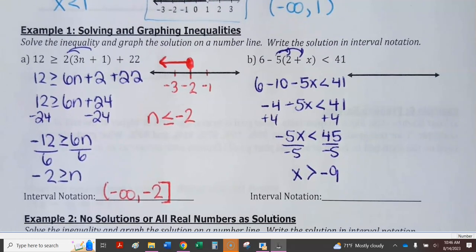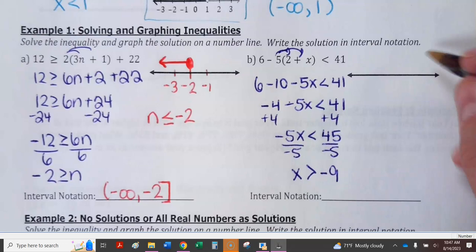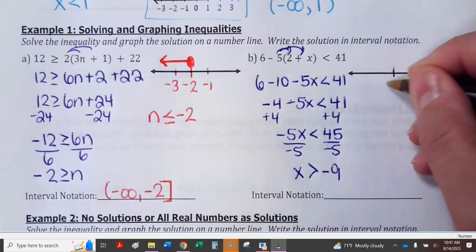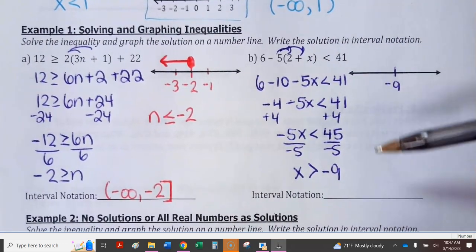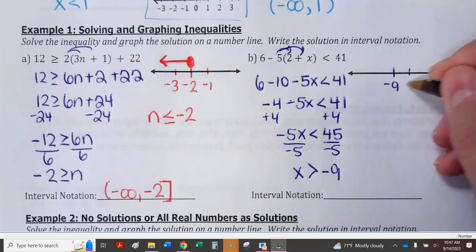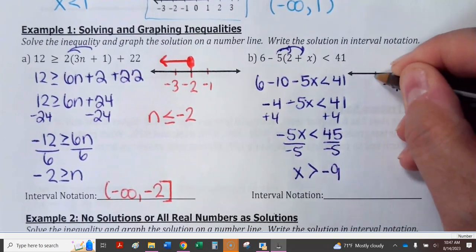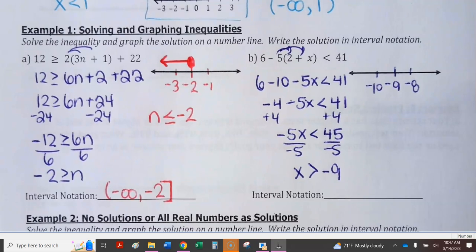Does anybody have it? Okay, again, if you're doing a number line, it doesn't have to be spaced out perfectly or anything. You don't need a ruler or anything. Just maybe give me the number that's the critical number here, which would be negative 9. Maybe a number that's a little bigger and a number that's a little smaller, just so I know you know where you're at on the number line.